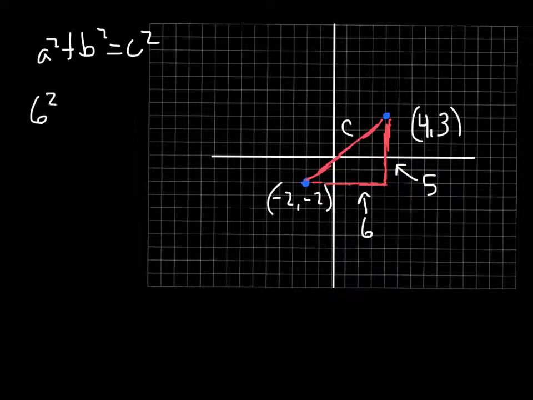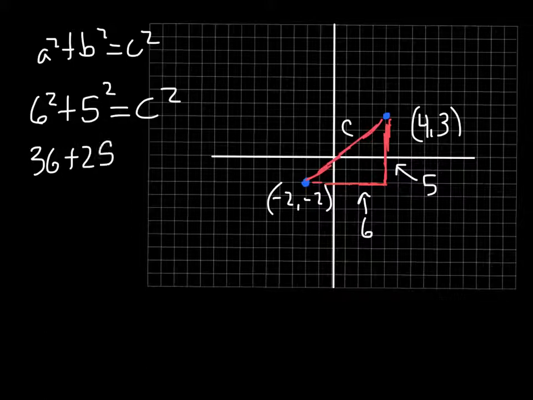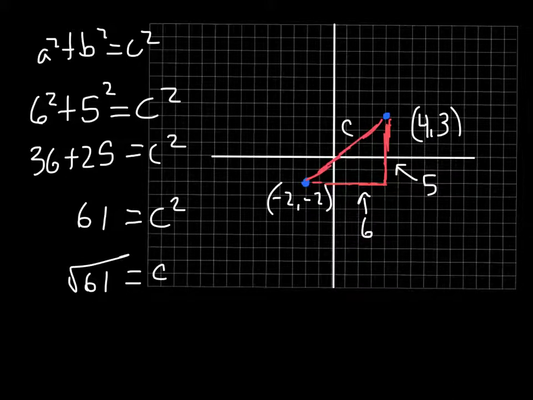So 6 squared plus 5 squared equals c squared, or 36 plus 25. And that comes out to, let's see, what would that be? Would that be 61? I believe it would be, equals c squared. So c is equal to the square root of 61. And we could approximate that on a calculator, right?